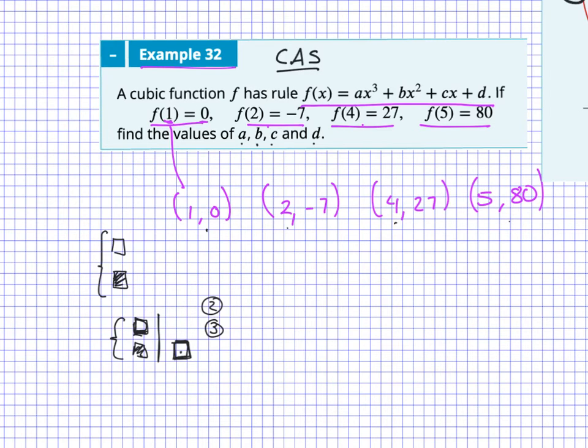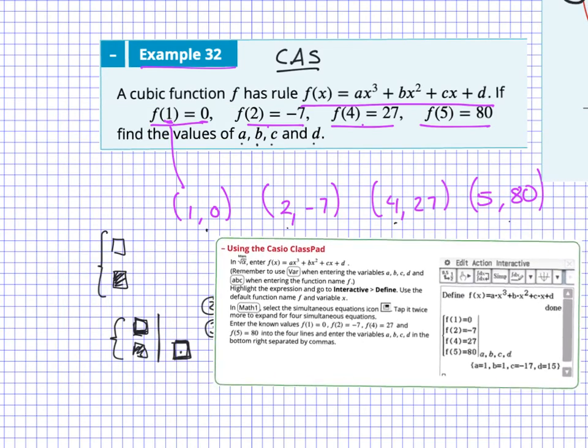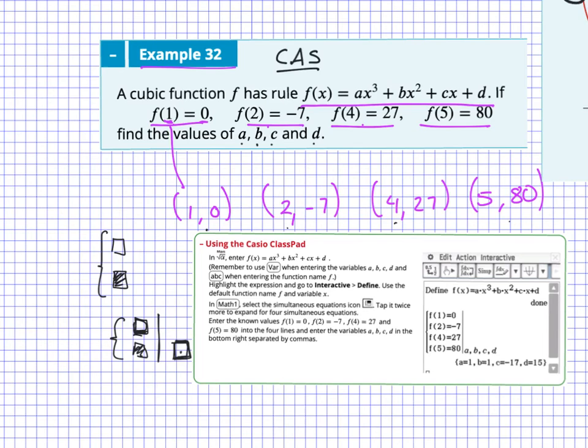I'm going to show you what it looks like from the textbook. All right, so we can see here that they've clicked this button. You have to hit it twice more to get 2 extra lines. What they've actually done first of all is define the equation, and the reason they do that is because otherwise they'd have to type in this equals 0 or this equals -7. So if you define it first, you can just simply type in f(1), f(2), f(4). And then in that little box afterwards, you separate your variables with commas.